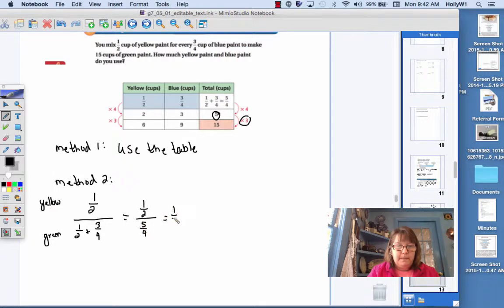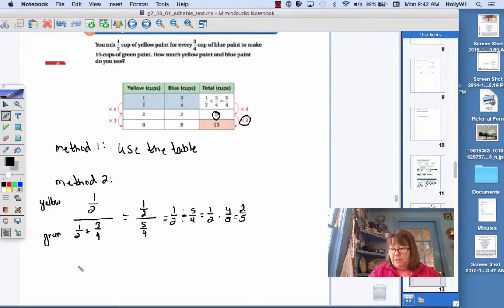Well, let's make this into a problem that makes sense. 1/2 divided by 5/4 is really 1/2. Keeping it, changing it, and flipping it, I end up with 2/5. So what we're seeing here is that there's a ratio between the yellow and the green, and that's 2/5.